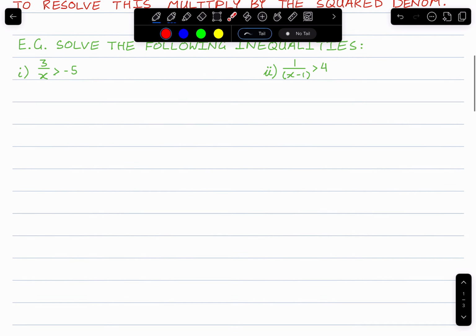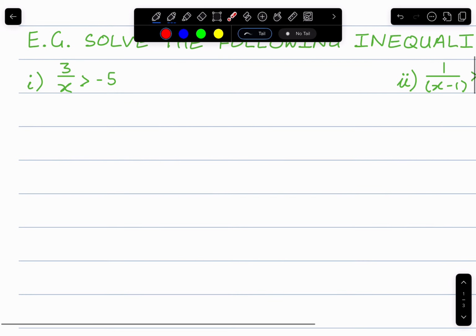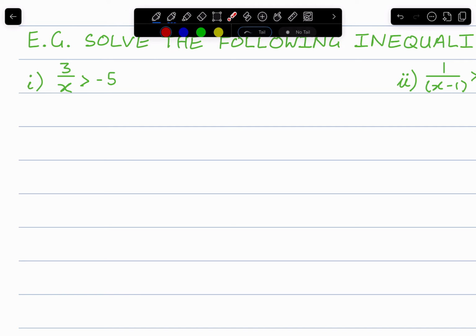So let's take a look at this example here, really showing you all the steps in this one. First, we're going to multiply by this denominator squared. So really showing all the steps.